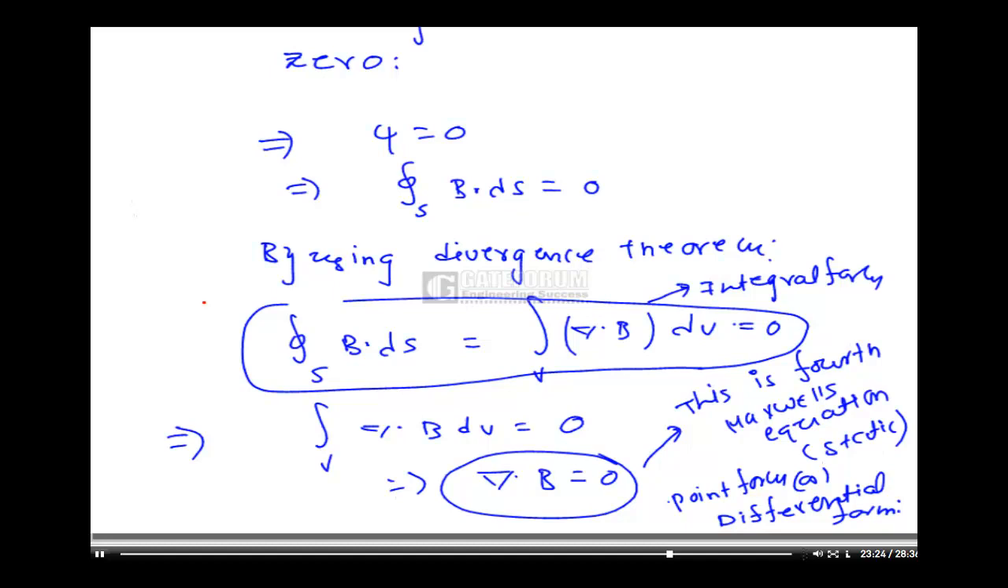So what is the physical meaning of del dot B is equal to 0? That is, the divergence of magnetic flux density is 0. So the diverging capability of magnetic flux density is 0 for the static case. So this is our fourth Maxwell's equation. We derived all four Maxwell's equations for the static case, with this final equation del dot B is equal to 0. So this equation is very, very important. This means magnetic field lines are not diverging. They don't have the capability of diverging.